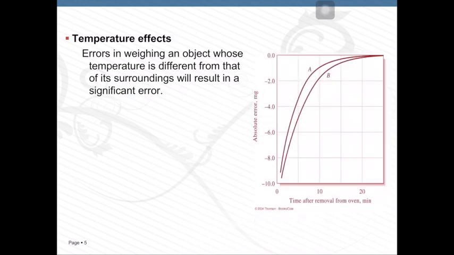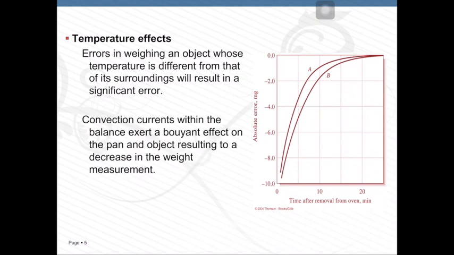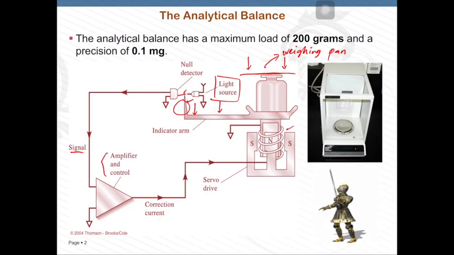So errors in weighing an object whose temperature is different from that of its surroundings will result in a significant error due to what we call convection currents. Convection currents will exert a buoyant effect on the pan and object, resulting in a decrease in the weight measurement. Take note that the analytical balance is an equipment in which the weighing pan is covered with glass panels in order to block air currents which can cause erratic measurements.